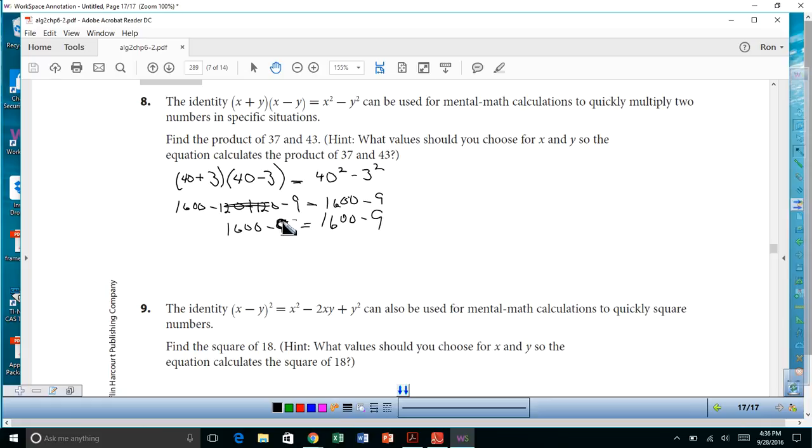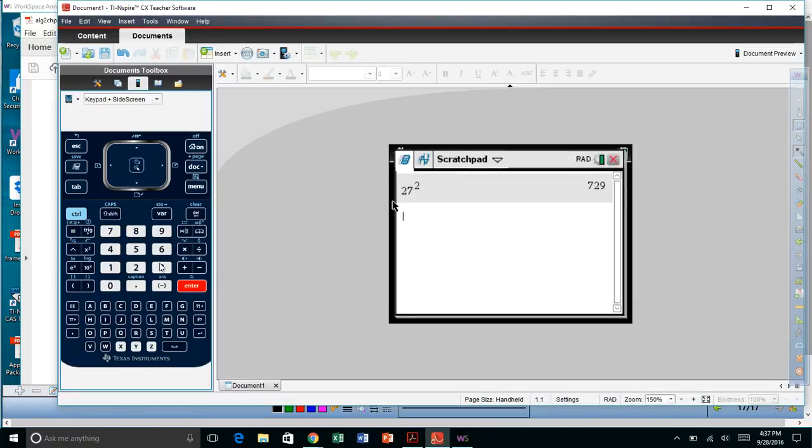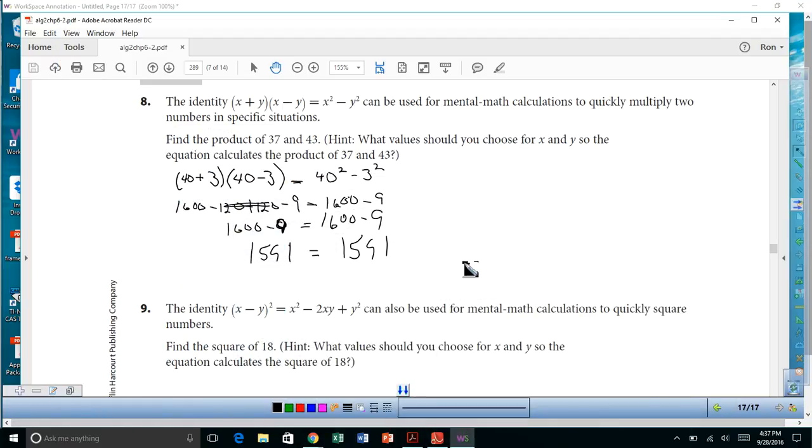That's a terrible looking 9. Let's straighten it up a little bit. 1,600 minus 9, I get 1,591. Let's check that with a calculator. That's 43 times 37. So 37 times 43, 1,591. Good deal. That worked.